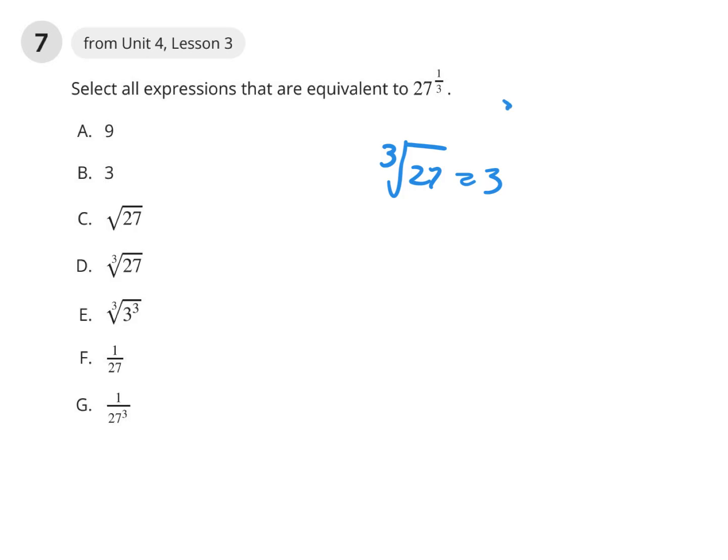So 27 is 3 cubed to the 1/3 power. Okay. So B works, D works. The cube root of 3 cubed, that works. And the exponent is not negative, so A doesn't work, C doesn't work, that's square root, F and G don't work.